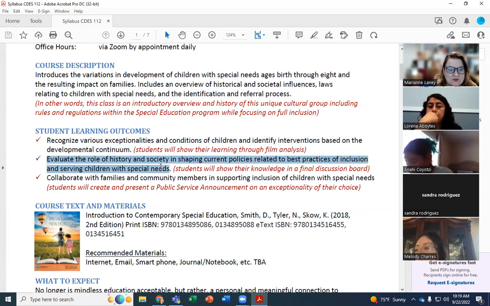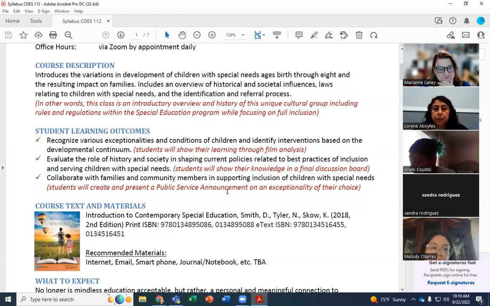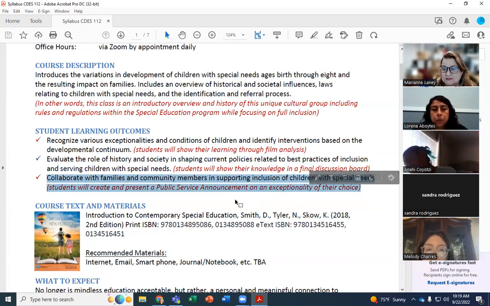Then we will talk about the role of history in society. We're going to do this in a discussion board. I want you guys to really talk. I give you all semester to really learn about the historical impacts, because we haven't always treated people well with disabilities or differences. And then we're going to talk about how we can support families, right? And we're going to do a public service announcement for that.